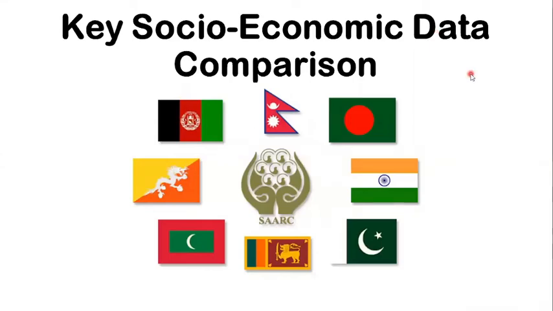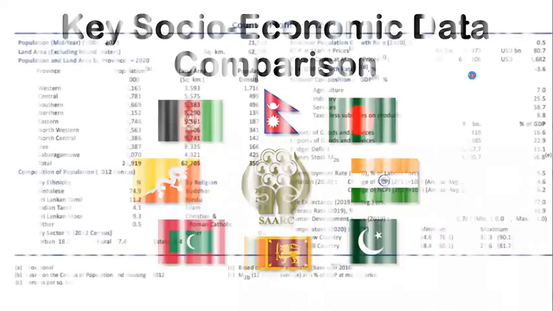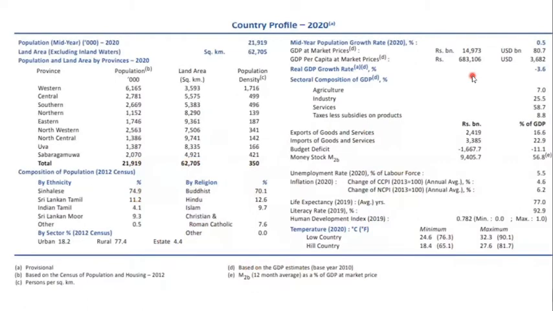This is a comparison of socio-economic data of Sri Lanka as against its SAARC regional counterparts. This demonstrates the country profile of Sri Lanka as of 2020. Population has been recorded as over 22 million and land area is more than 62,000 square kilometers.